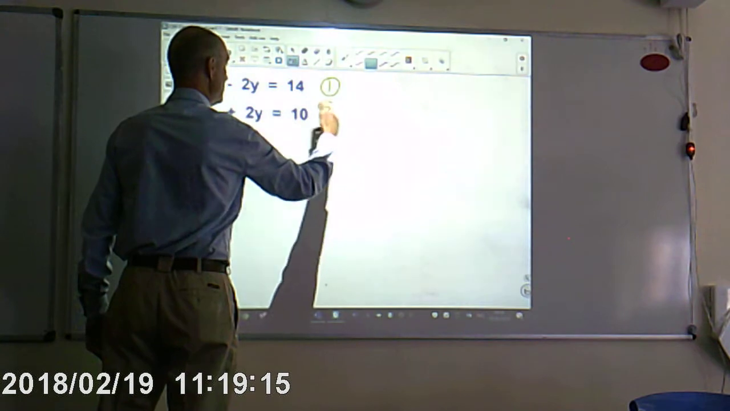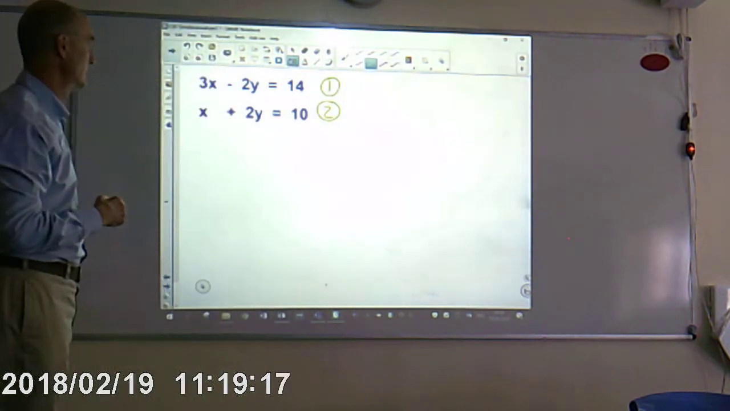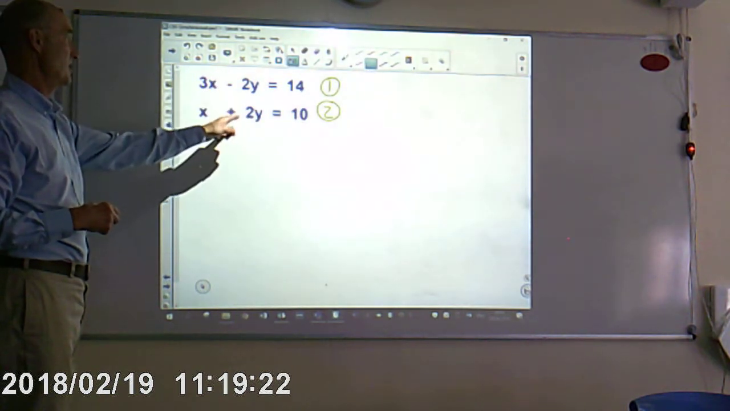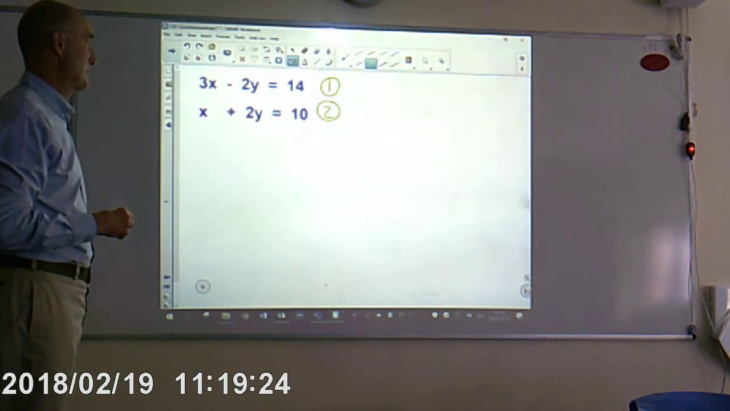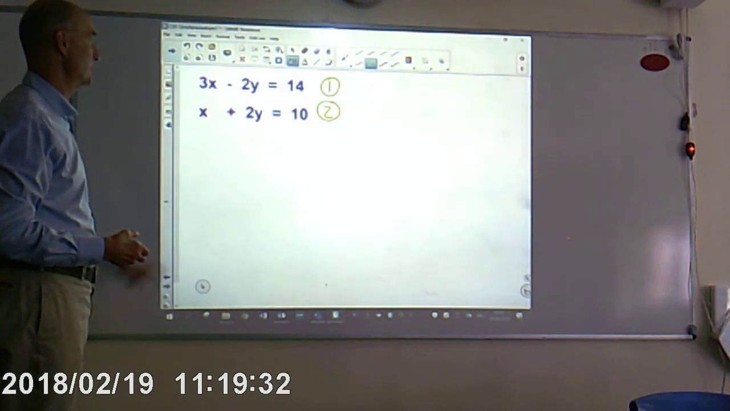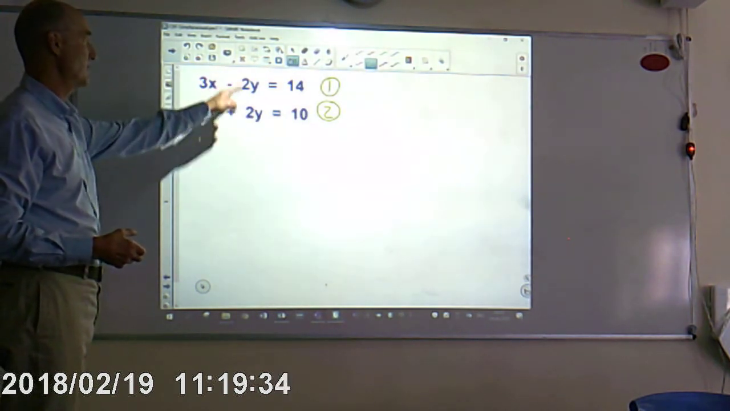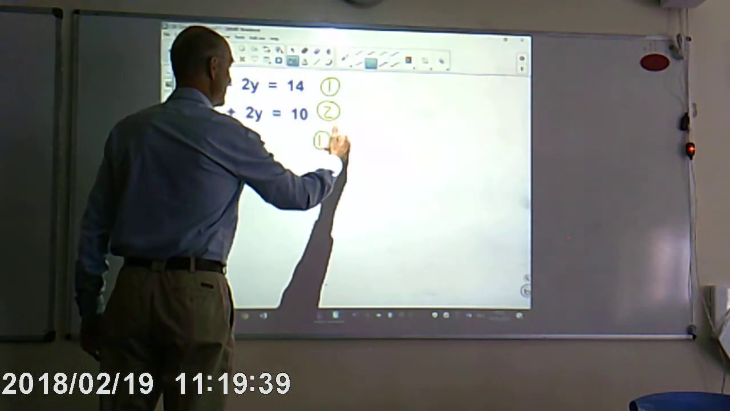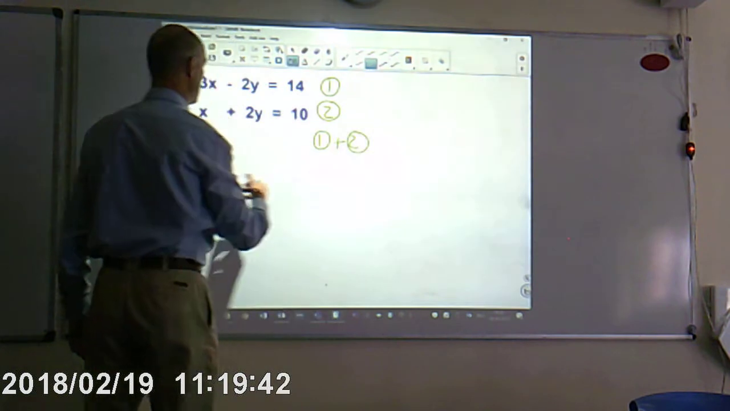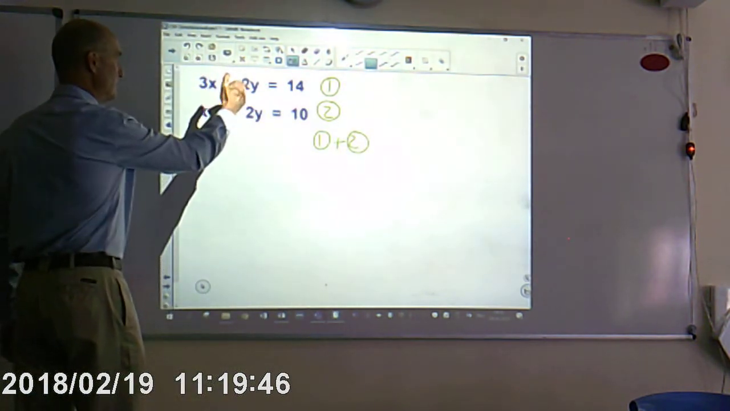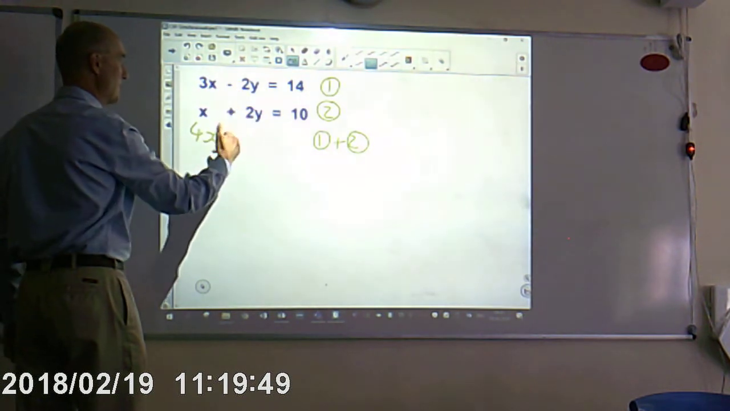Label it equation 1, label it equation 2. We've got a negative 2y, and a positive 2y. Same type of scenario as the last question. Let's just add the equation 1 and equation 2 together, and that will get rid of my y values. So, equation 1 added to equation 2, 3x plus x gives me 4x. Negative 2y, positive 2y gets rid of my y's.